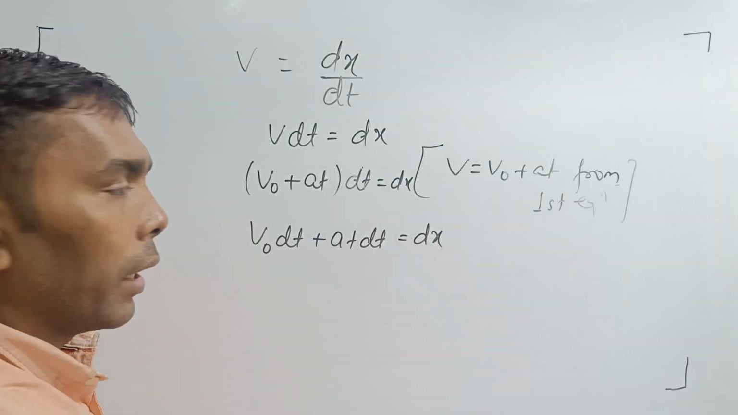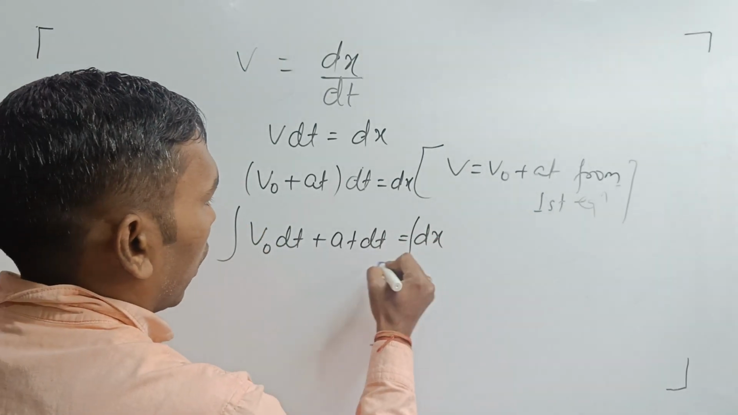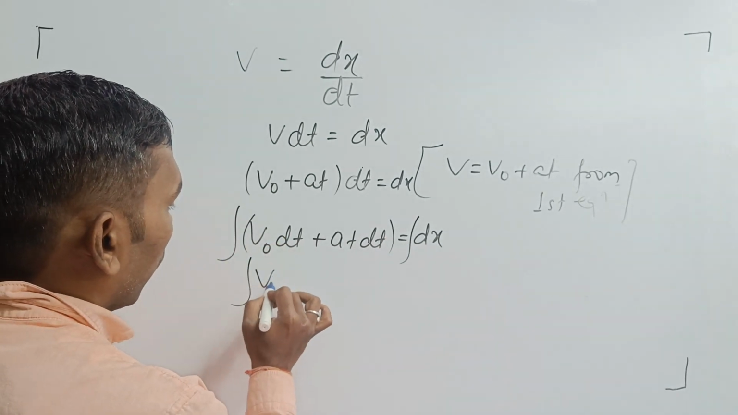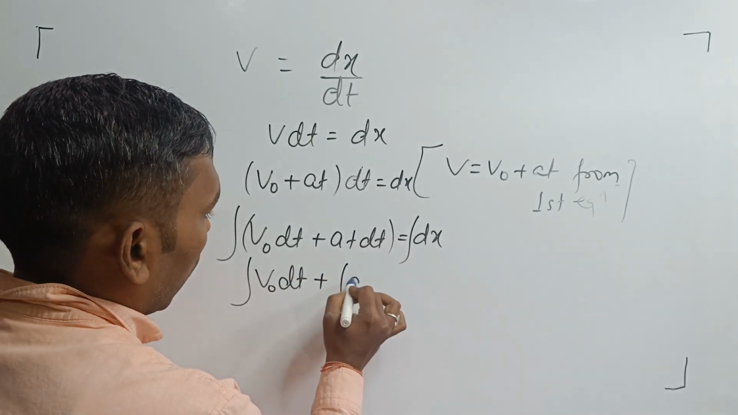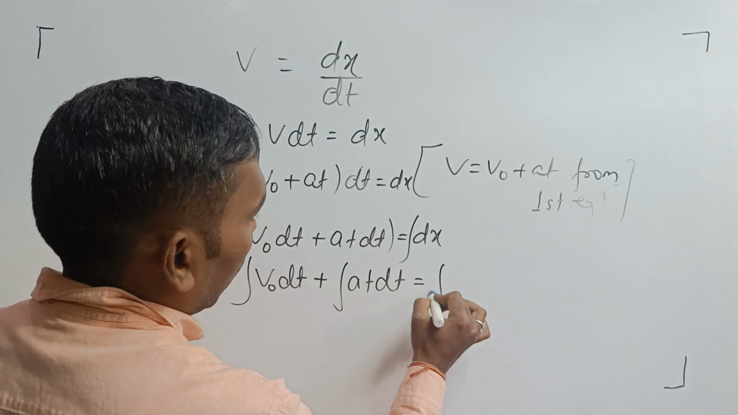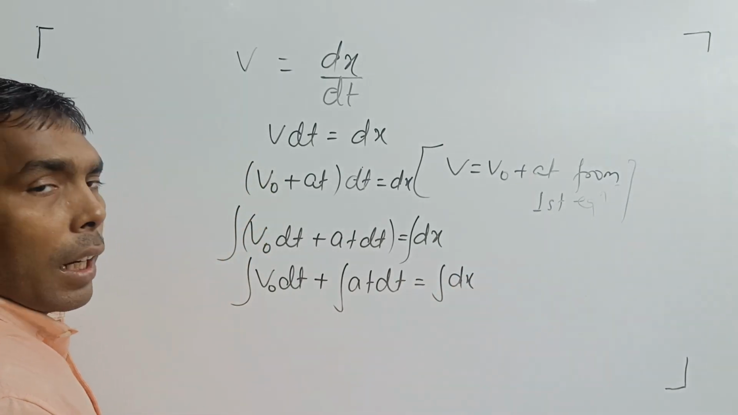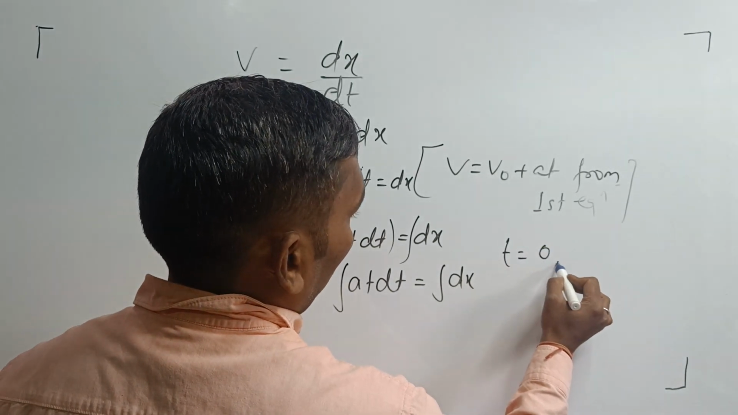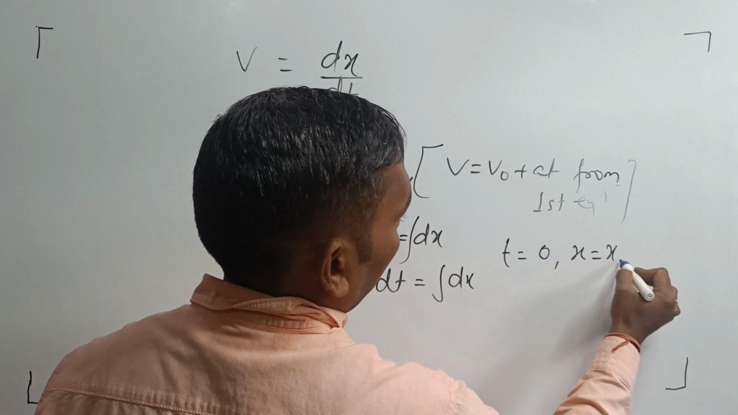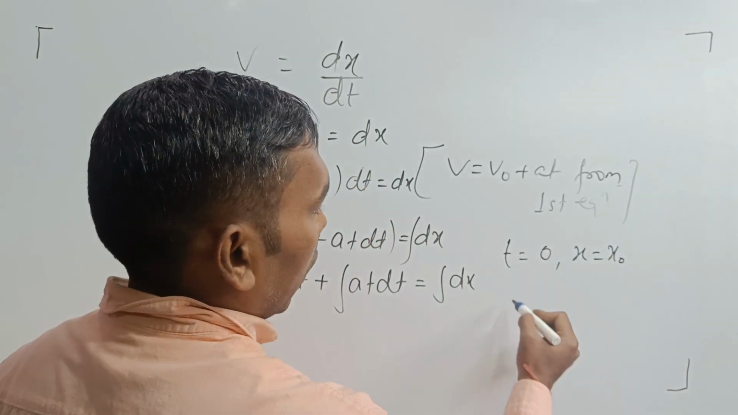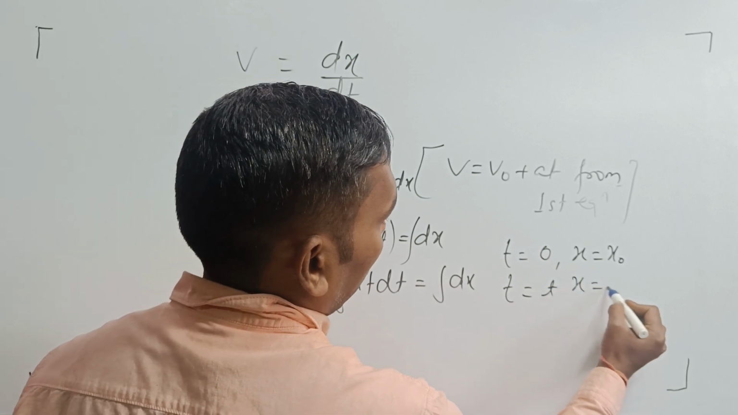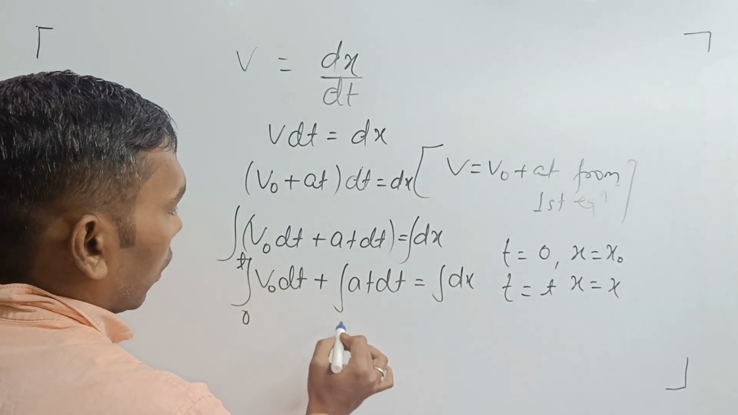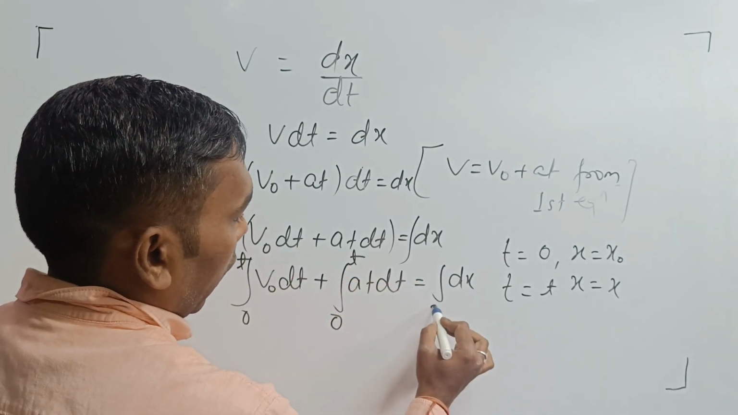Putting integration on both sides, the integration is distributed here. v naught dt plus integration of at dt equal to integration of dx. I am putting here limit, lower limit and upper limit. When time is 0, then what happens? Our x becomes x naught, initial position of an object. When time becomes t, then position becomes x. Put the limit 0 to t, 0 to t, here x naught to x.